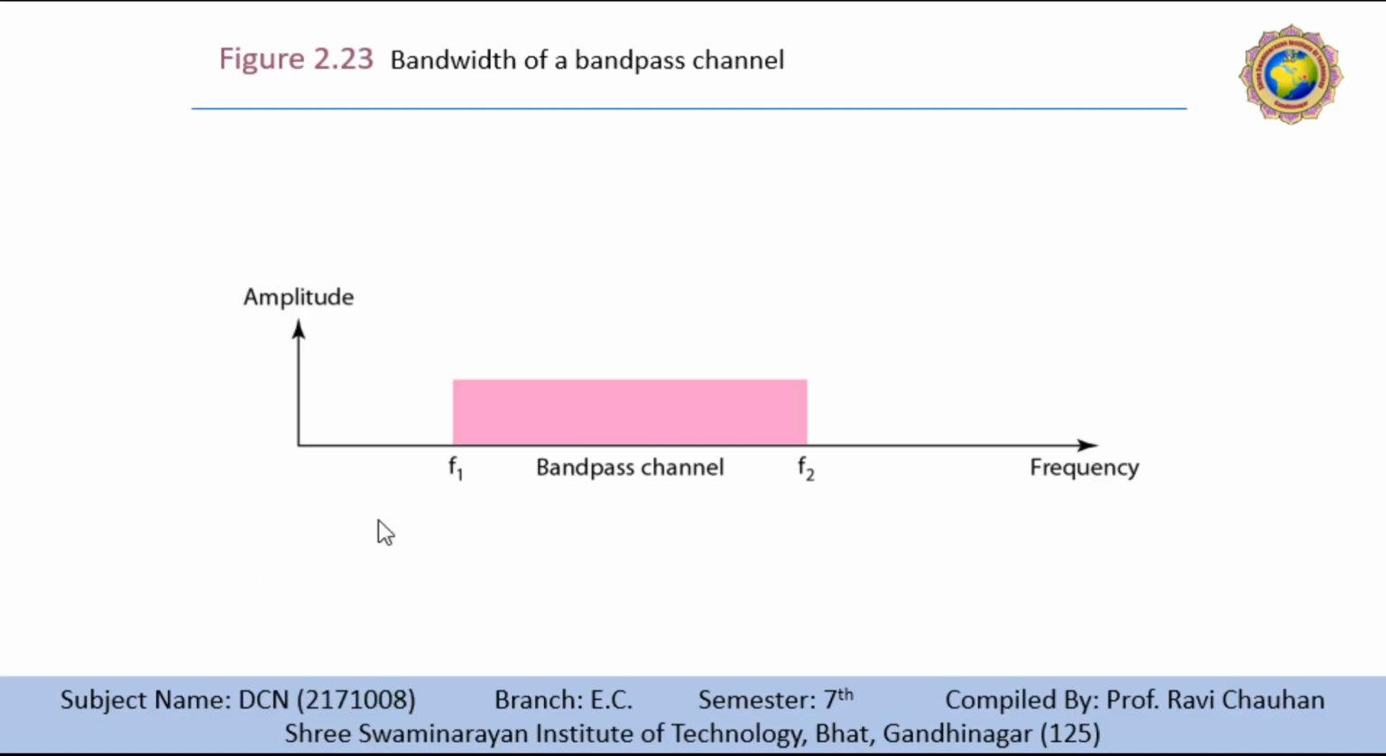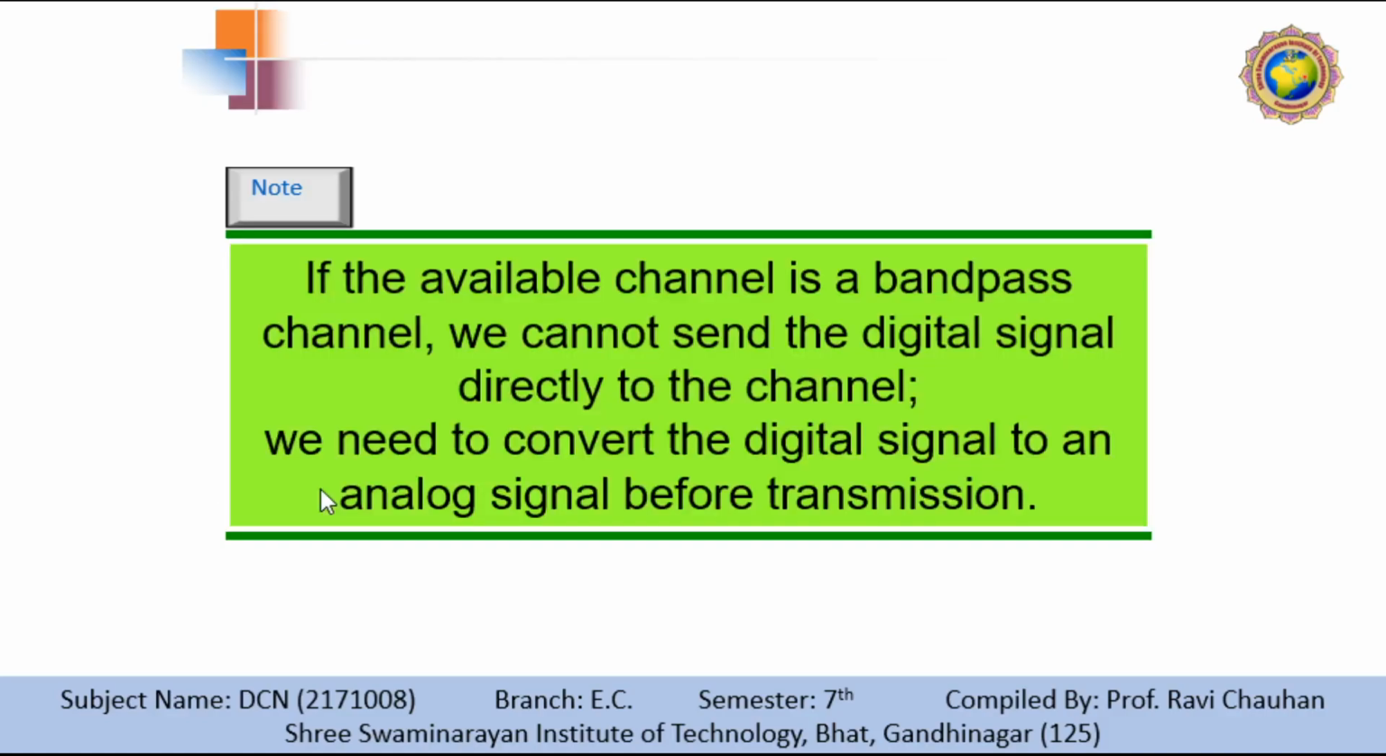Note that the low pass channel can be considered as a bandpass channel with a lower frequency starting at 0. So it can be shifted over there, and then we can say that it is a low pass. But the bandpass is not a low pass. If the available channel is a bandpass channel, then we cannot send the digital signal directly to the channel, and we need to convert the digital signal into an analog signal before the transmission.